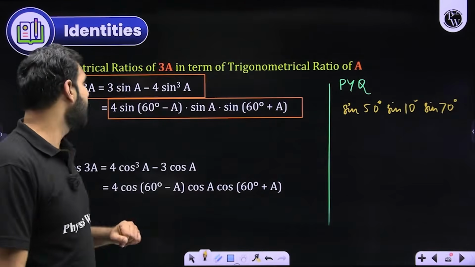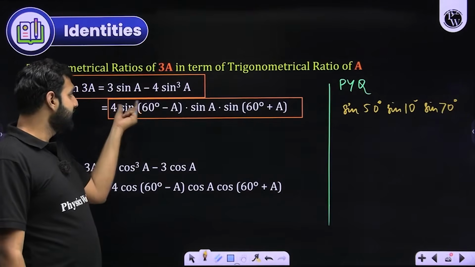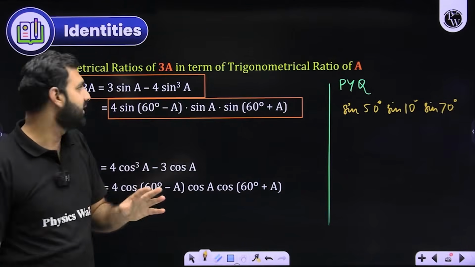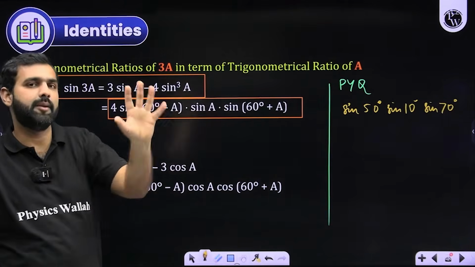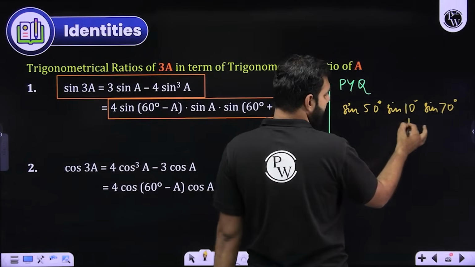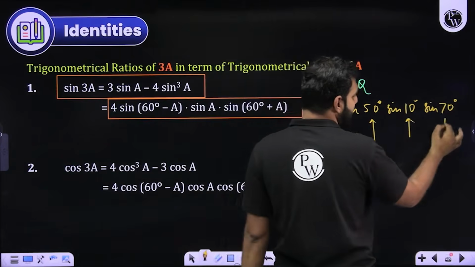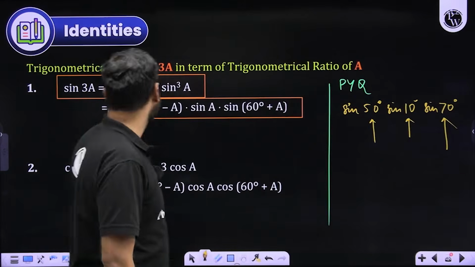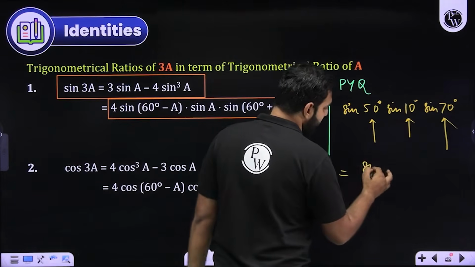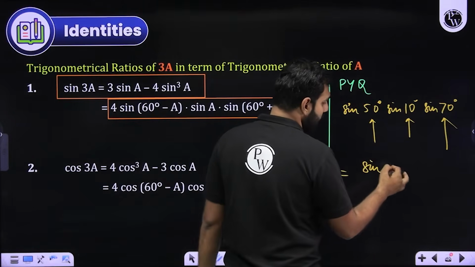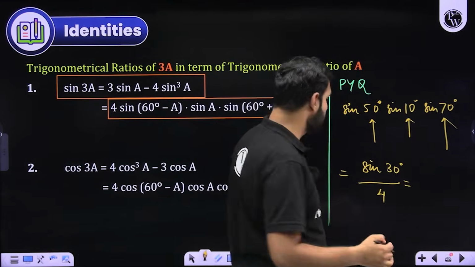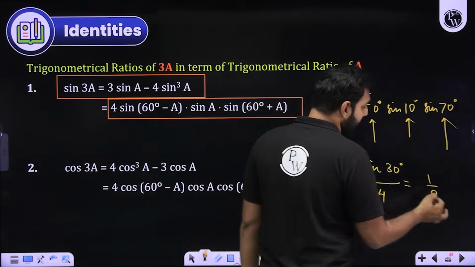But if you look at this pattern, this is nothing but sin 60 minus A, sin A, sin 60 plus A into 4 is sin 3A. You can prove it through a very simple result. I am directly giving this result, keep it with you. So the product is sin 3A upon 4. What is A? A is 10 degree. So 3A will be sin 30 degree upon 4. Sin 30 is 1 by 2. So 1 by 2 by 4 is 1 by 8, and that would be the answer.